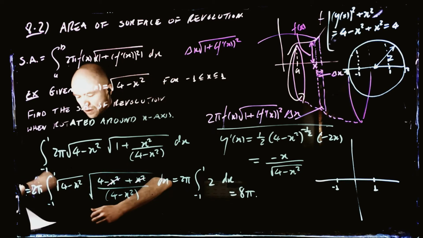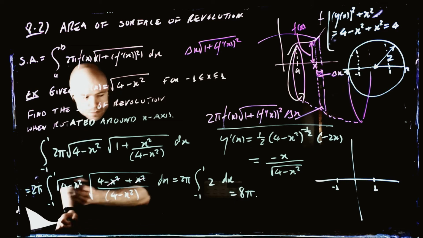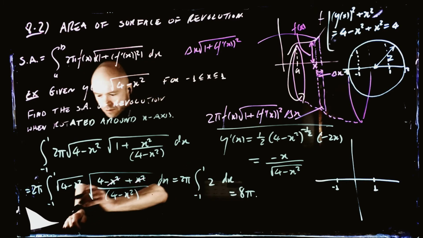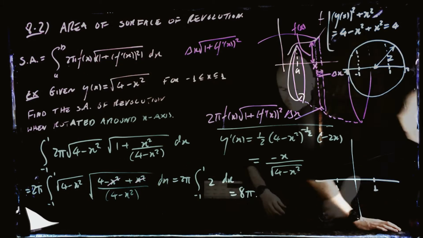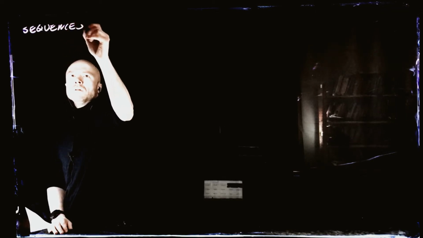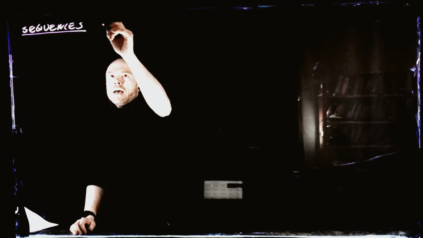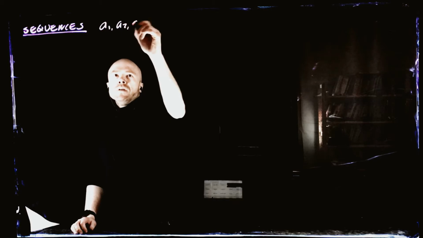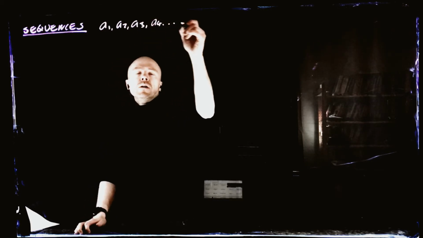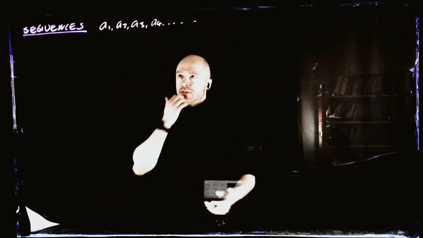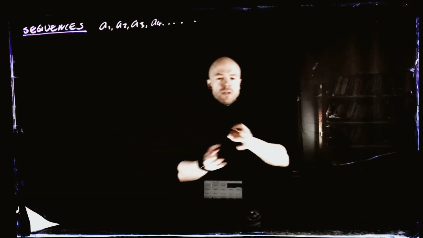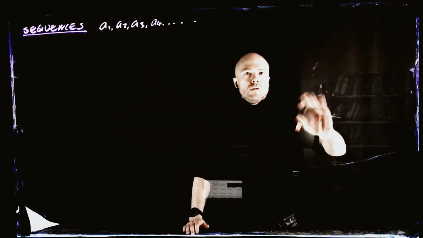So the next topic is sequences. Okay, erase it. I have to erase. Okay, sequences. So what's a sequence? It's just a collection of numbers which we put in order, right? So we can have A1, A2, A3, A4, and so on, right? It's just an infinite collection of numbers that we can label with integers 1, 2, 3, and so on. Yeah? That's all it is.